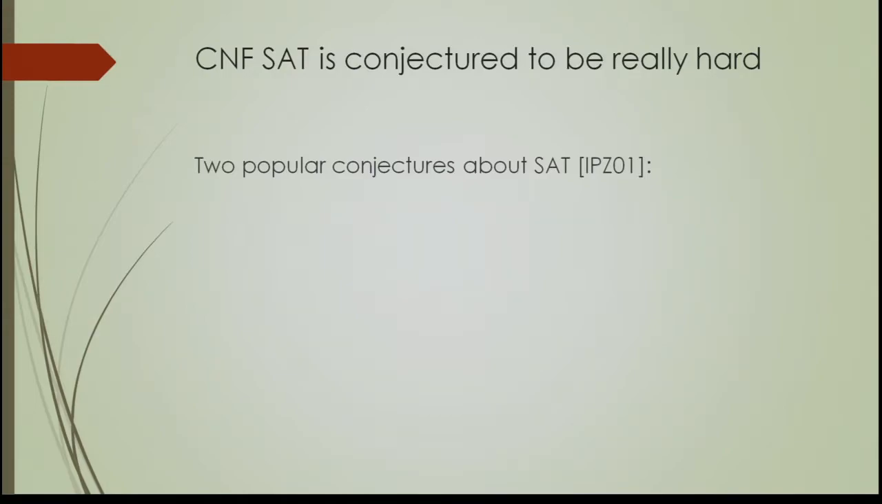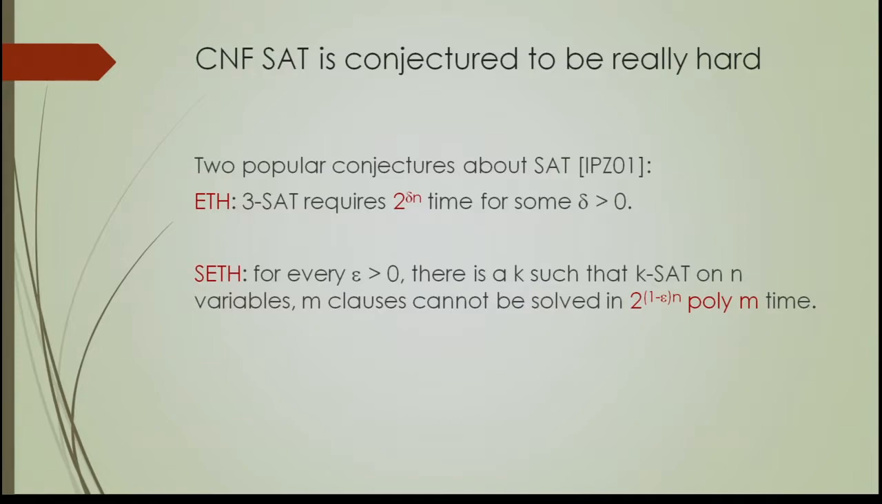There are two popular conjectures about SAT. The first one is that 3SAT requires exponential time, so 2 to the delta n time for some constant delta. The other, even stronger conjecture is that for every epsilon, there's some constant k such that kSAT on n variables and m clauses cannot be solved in 2 to the n minus epsilon n time. So if you set epsilon to go to 0, essentially kSAT for some k can be solved in 2 to the n time. Okay, so strong ETH and ETH.